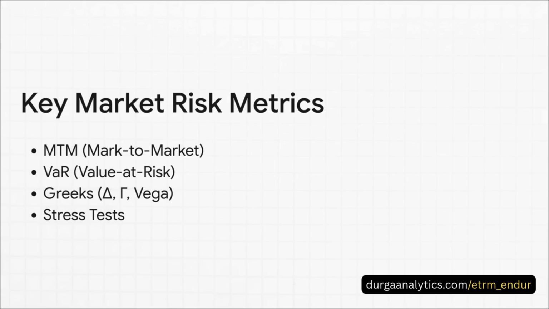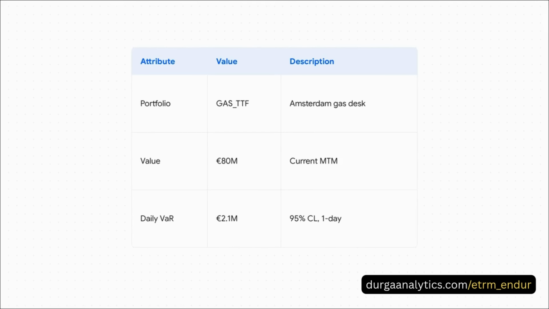And to answer that, Endur gives us a whole shed of powerful tools. Of course, you've got your daily mark-to-market P&L, you've got your Greeks to measure sensitivities, and you have stress tests. But for most risk teams, the number they look at every single morning is VAR, or value at risk. It's an incredibly powerful metric. But, and this is important, you have to remember what it is and what it isn't. It's a measure of expected loss under normal conditions, not a magic crystal ball for predicting those crazy black swan events.